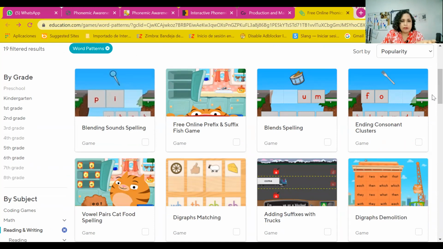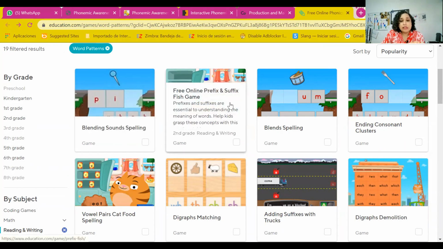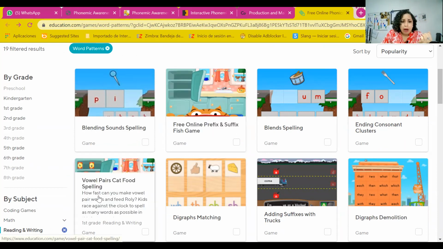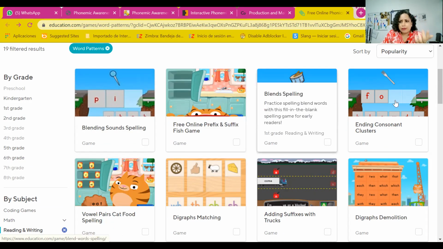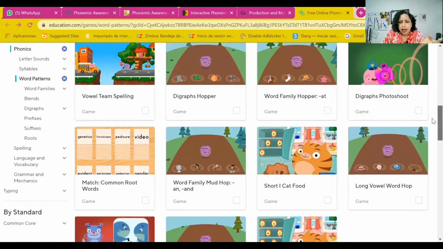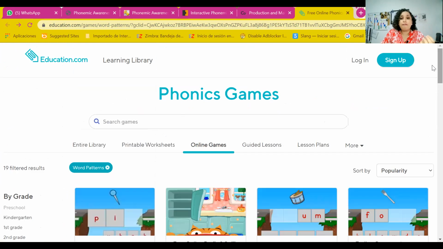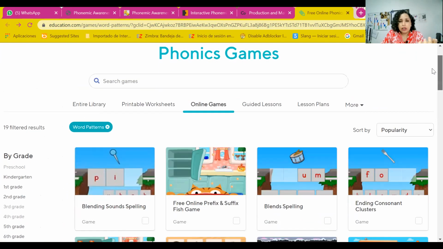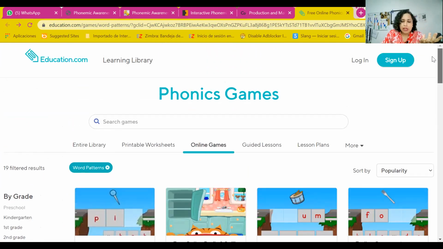And so we have, for example, blending sound spelling, prefix and suffix fish game, but we're gonna study prefix and suffixes later on. Vowel pairs, cat food spelling, blend spelling. So you just need to choose one of them. There's so many games that they have. This webpage is called Phonics Games. So it's basically games that are for sound. And this comes from the webpage that is called education.com. I'm also recommending this one.